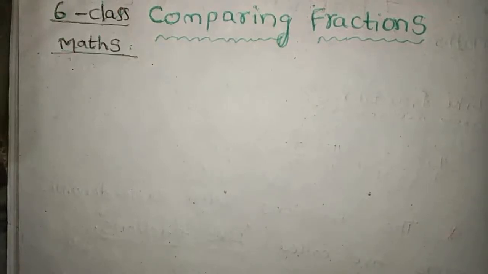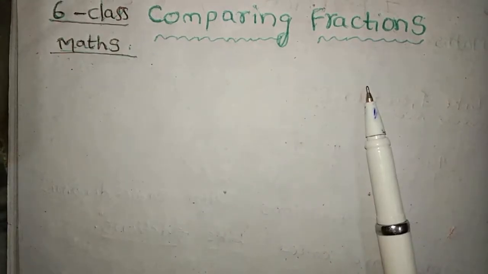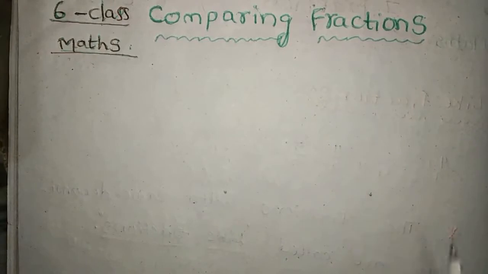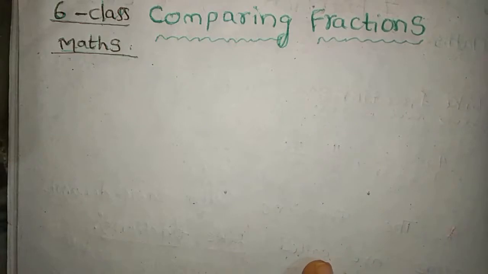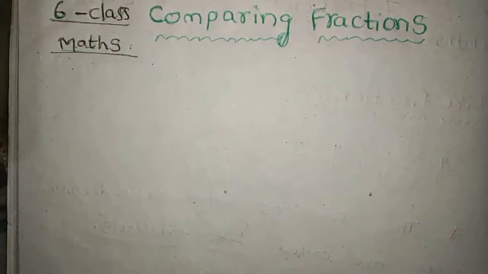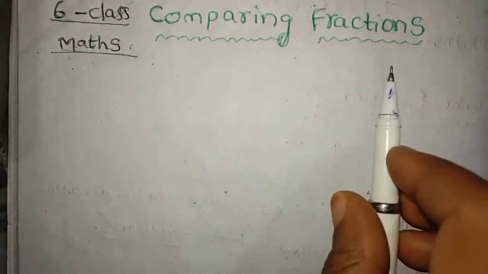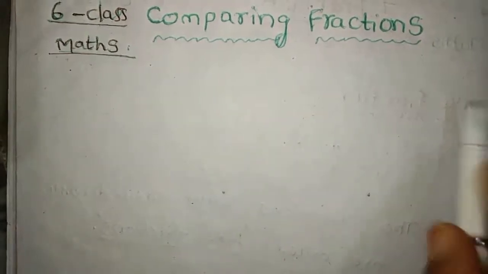In the previous video we have learned the like and unlike fractions. Now in this video we are going to learn comparing fractions. First, we know like fractions and unlike fractions. If the denominators are same, they are called like fractions. And if the denominators are not same, they are unlike fractions. Now let us see how to compare two fractions.